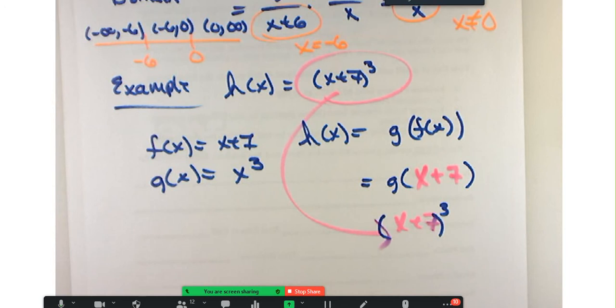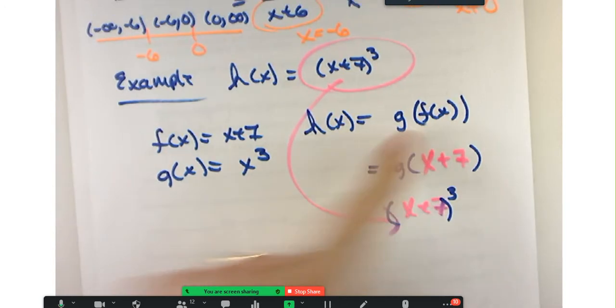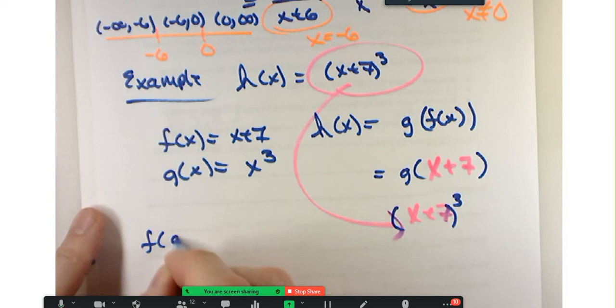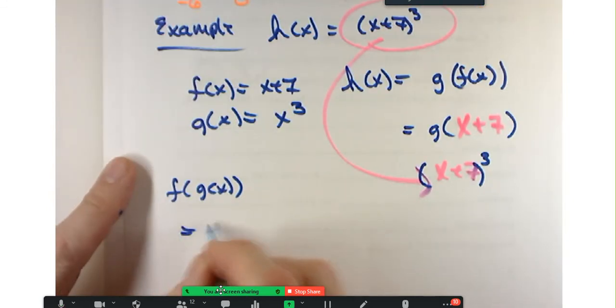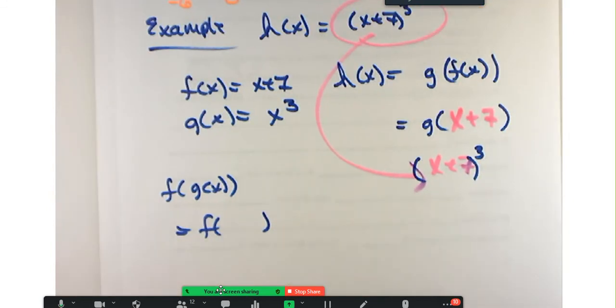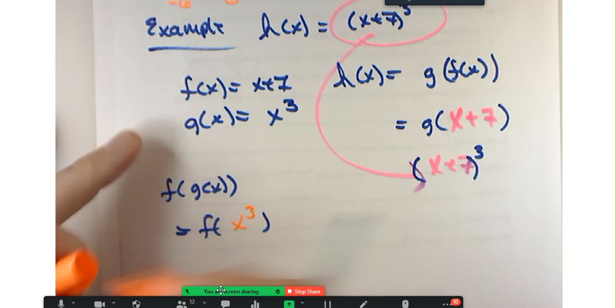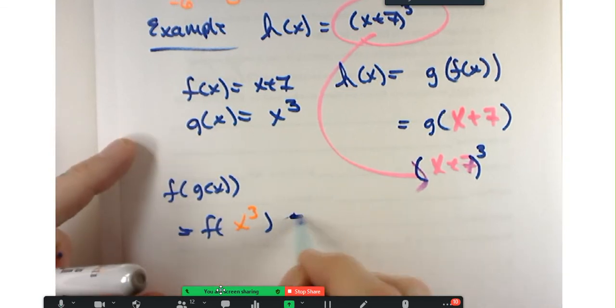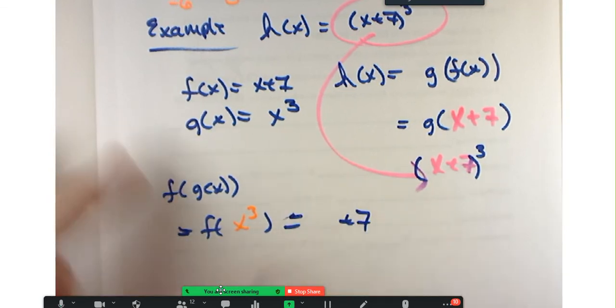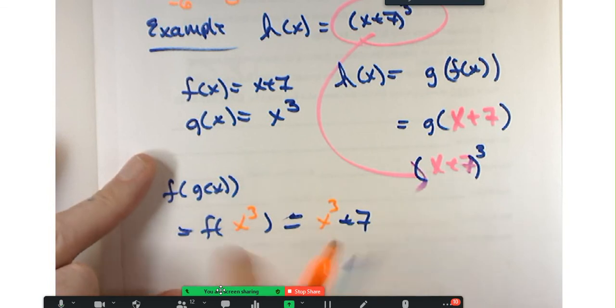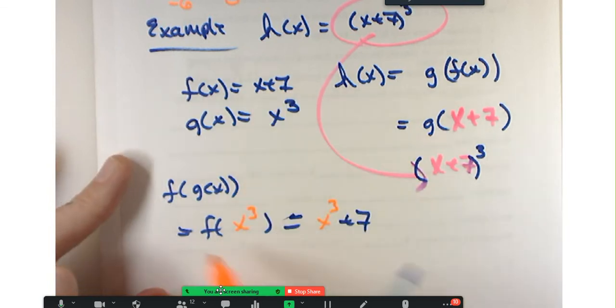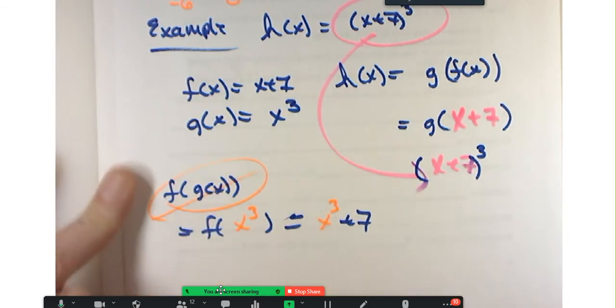If you did f of g of x would be f of x cubed, which would then be x cubed plus 7, just going to the rule for f. So this way doesn't work, but this way does.